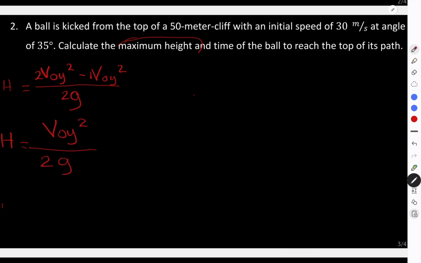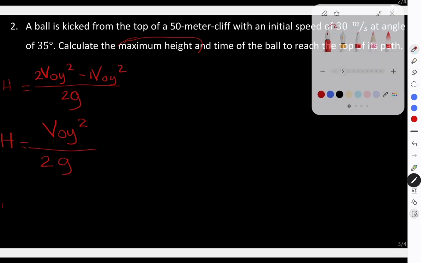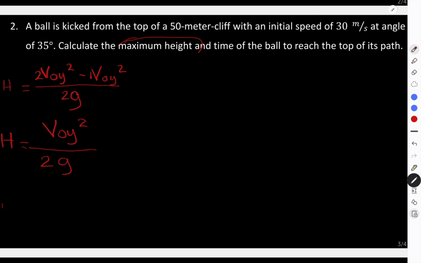Since we already have our formula, 30 sine 35 is 17.2709 meter per second. Since that is squared, you square this one. To make it easier for you, class, I'm going to write it down as if we don't have our time yet. You can start from whichever you like, as long as you get the flow of it.